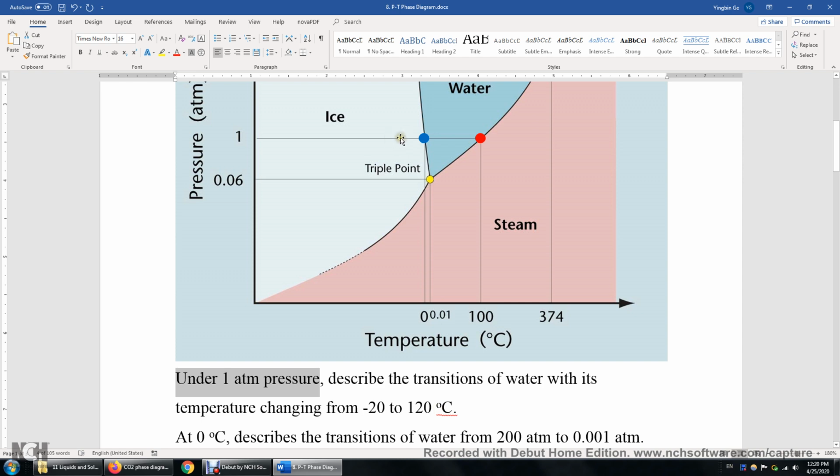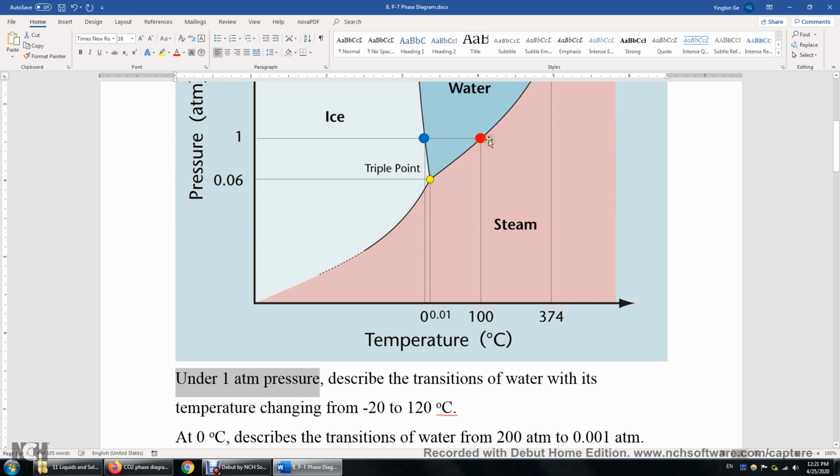So -20, roughly here. And I'm going to increase its temperature from left to right. -20, the temperature goes up to 0 degrees Celsius under the constant 1 atm pressure, and then this ice starts to melt into liquid water. When it completely melts, the liquid water undergoes temperature increase from 0 to 100 degrees Celsius to right here. At 100 degrees Celsius, water vaporizes into water vapor.